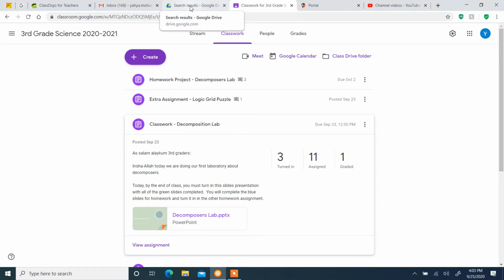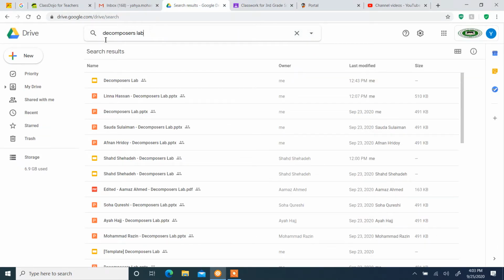Go to your Google Drive and search for Decomposers Lab. These are some of the ones that some of the students shared with me, but when you search, you're probably going to find not just one. There should have been just one copy, but there's probably going to be at least two or three copies of the lab. Maybe your student only has one. Open all of them and find out which one actually has the saved answers that the students worked on in class.